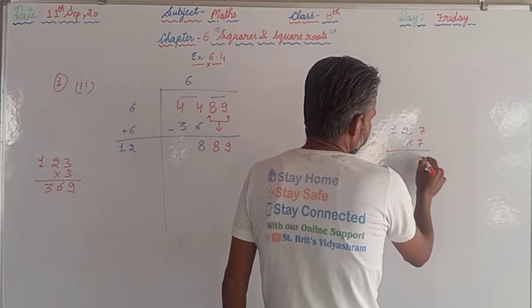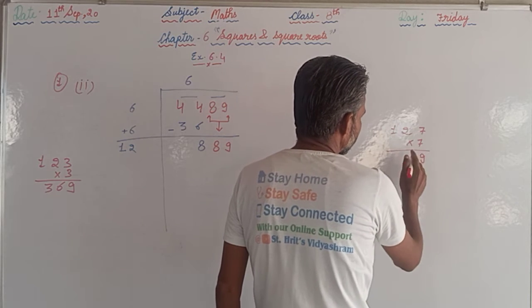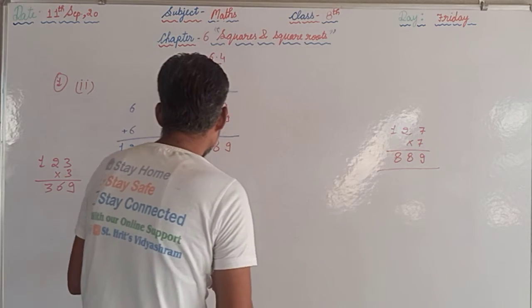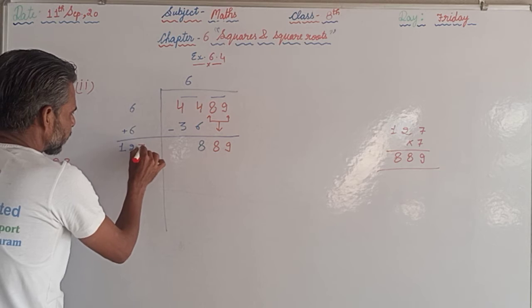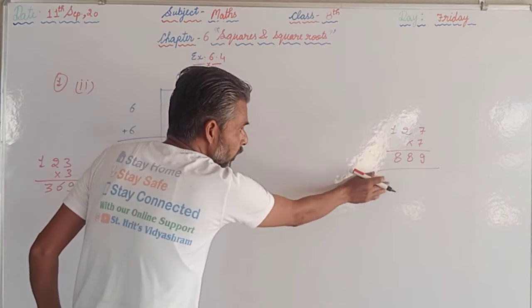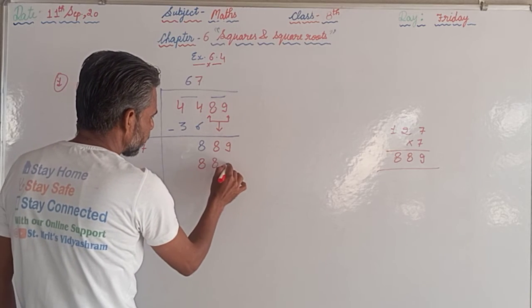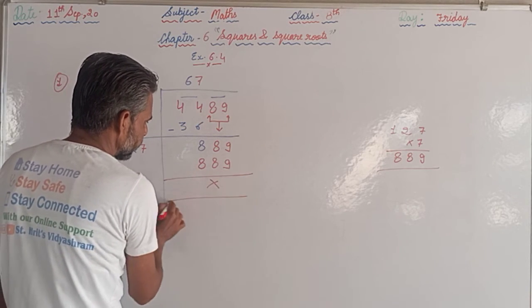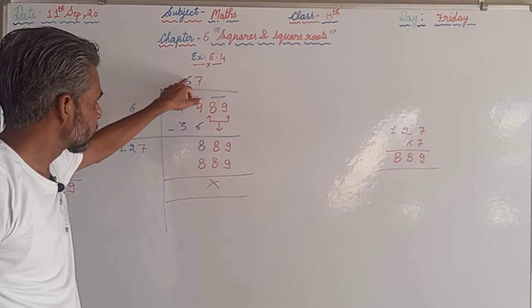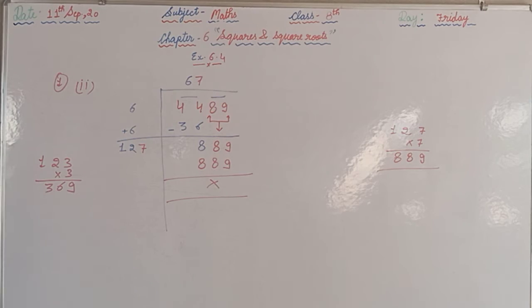7 7s are 49, 9 and carry 4, 7 2s are 14 plus 4, 18, 8 and carry 1, 7 1s are 7 plus 1, 889. So here we write 7 and here again 7, and we multiply. We know the product is 889. So here comes 0. So the square root of 4489 is 67. 67 is the answer for this question. After that we proceed to the next question.